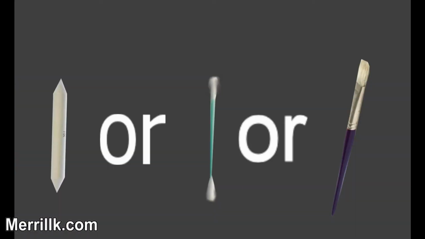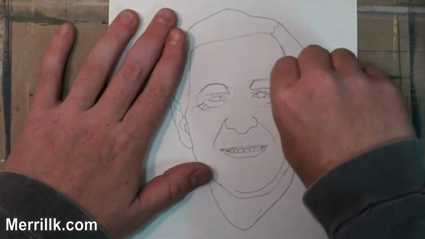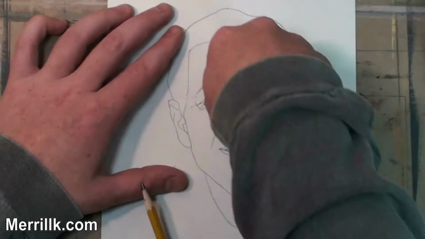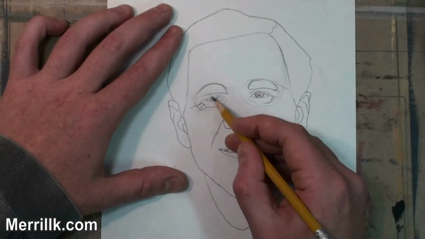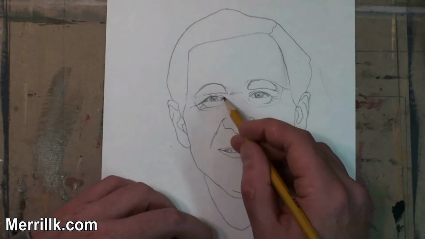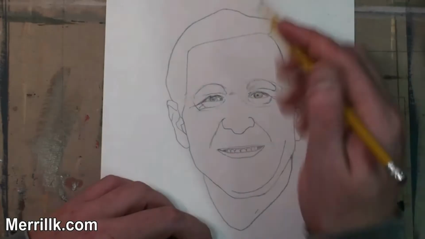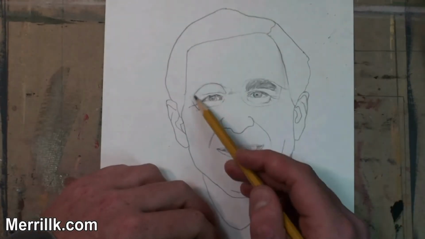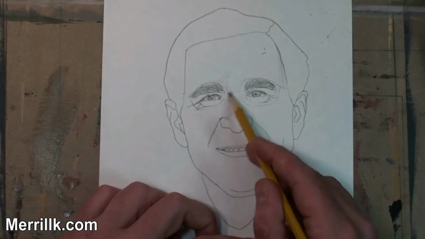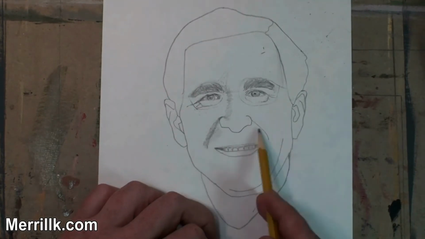Hey, welcome to the shading part. You're going to see me use a blending stump and a paintbrush. If you don't have either one of those, just simply use a Q-tip for this part. Starting out with the eyes, as I always do, President Bush has bluish-greenish eyes. They're lighter eyes than brown eyes. So I'm not going to go as dark, but still it's going to be one of the darker areas of the face, despite the light color.